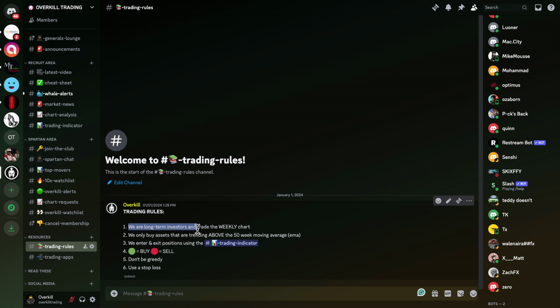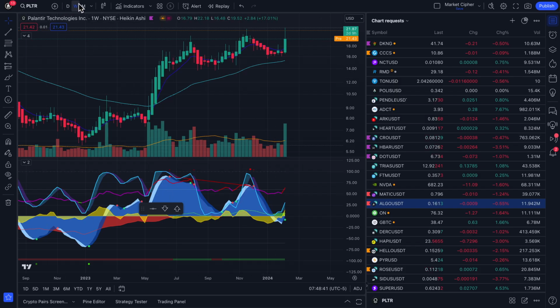So the first thing is, yes, we are long-term investors and we trade a weekly chart, okay? Weekly chart, meaning we're on the weekly time frame up here. So each one of these bars is 1 week. We're not day traders. We're not looking at the minute chart or the 5-minute chart. We're looking at the weekly chart. That's what we're trading.